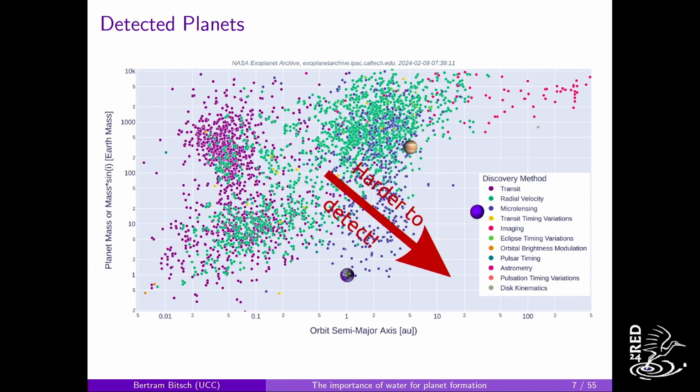So we have different planets, but there's a big bias in this plot, because you can easily imagine that the planets that are bigger and closer to the star are easier to detect than the planets that are smaller and further away. So there's a huge bias in this plot regarding the detection of planets that are further away.